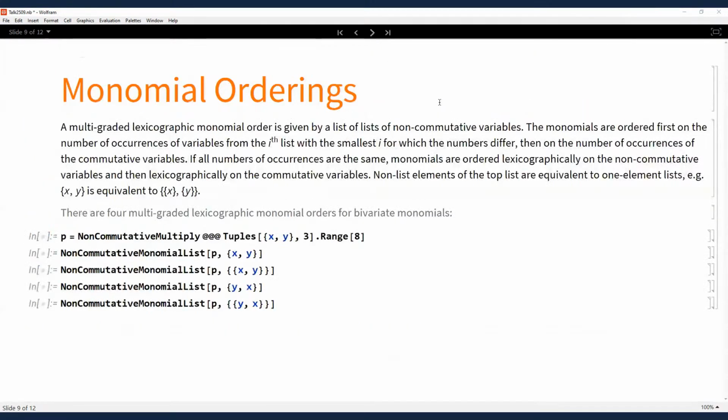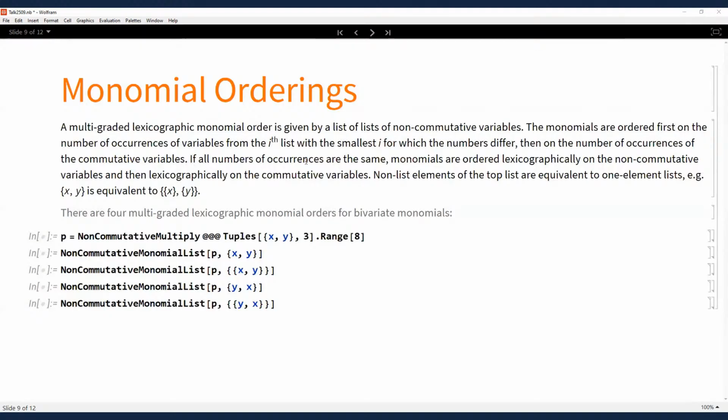Now, before we can talk about Gröbner basis and polynomial reduce, we have to talk about monomial orderings. So a multigraded lexicographic monomial order is given by a list of lists of non-commutative variables. So the monomials are ordered first on the number of occurrences of variables from the ith list, with the smallest i for which the numbers differ, then on the number of occurrences of the commutative variables.